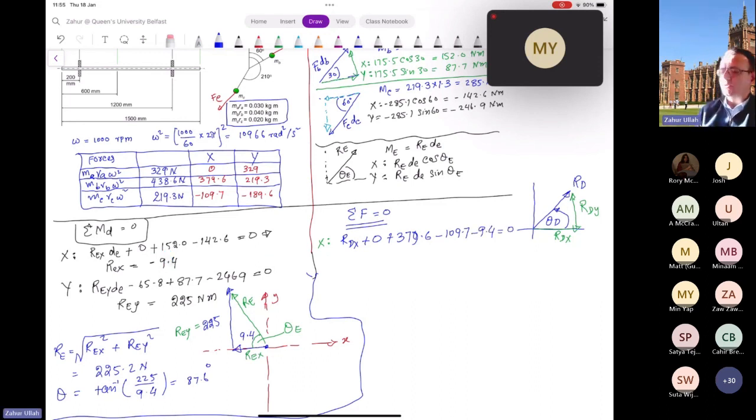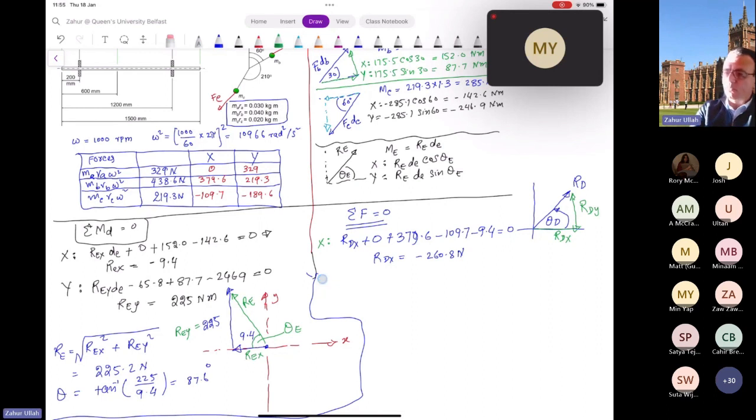And all these should be equal to 0 if we want the system to be in equilibrium. So this means that this RDX is the only unknown in this equation, which you can calculate. So RDX will be equal to minus 260.8 Newton. Okay, and you can see in the calculation that it is negative. So this means that our assumption was wrong. It should be the other way around.